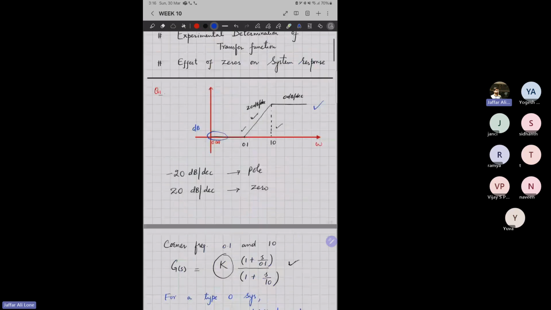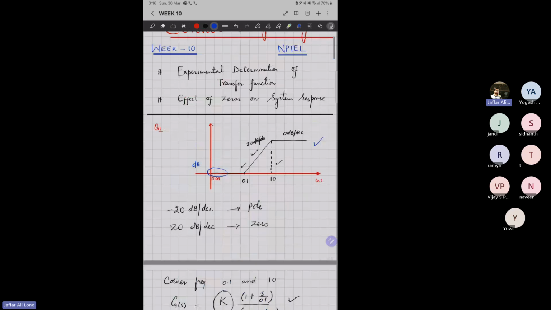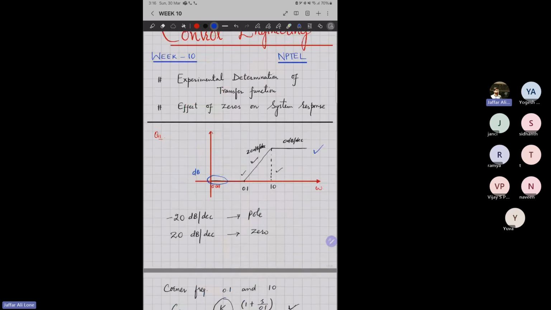From this Bode plot, I can now easily find the transfer function. When I have the transfer function, I know whether this is a type 1 system or a type 2 system or a type 0 system. Then I know many properties of that system, right? So this is the main agenda of this week: you have to identify the transfer function from the Bode plot.